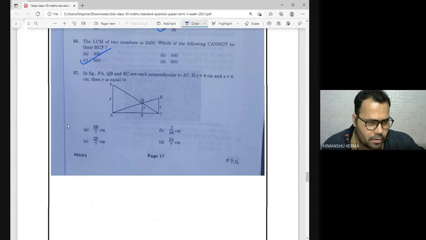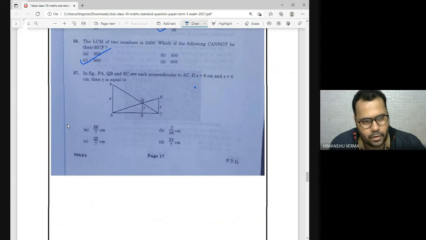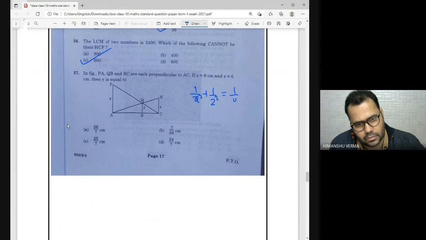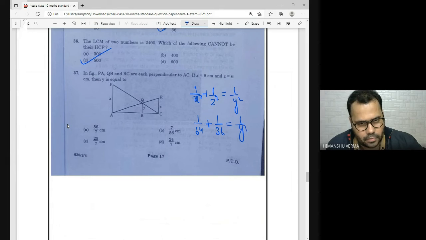There is a relationship between all these things: 1 upon x square plus 1 upon z square equals 1 upon y square. This is the relation between these. They're asking y, given x and z. So 1 upon 8 square, 64, plus 1 upon 6 square, 36, plus 1 upon y square. So the answer to 37 is D.